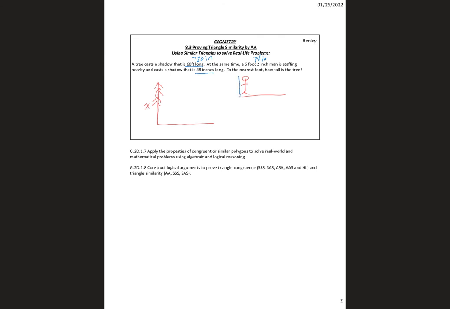So we have our height of our man. We make these into triangles. And now we can re-put our information. And we can say that the tree is X. We're going to leave that there. The shadow is 720 inches. The man is 6'2", 74 inches, and it casts a shadow that is 48 inches.